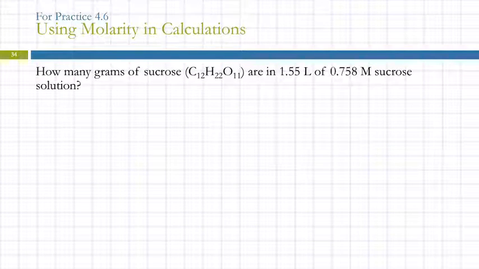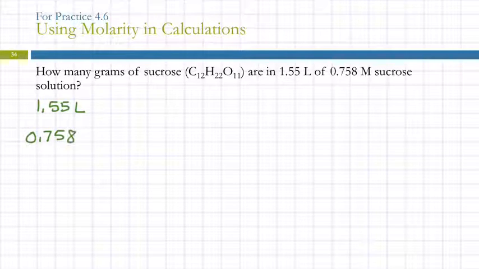How many grams of sucrose, giving you the formula, because there's no way we expect you to know that. How many grams of sucrose are in 1.55 liters of 0.758 molar sucrose solution? So we read the problem, we write down the numbers. So we've got 1.55 liters, and we've got 0.758 capital M.